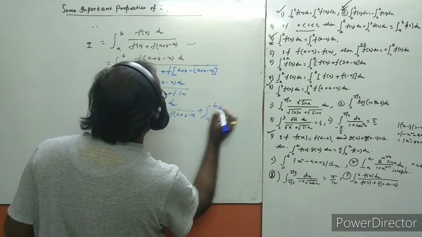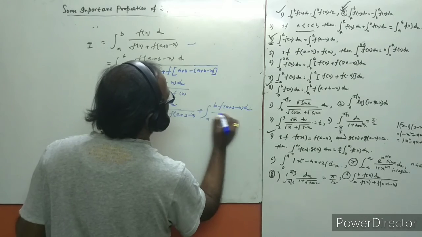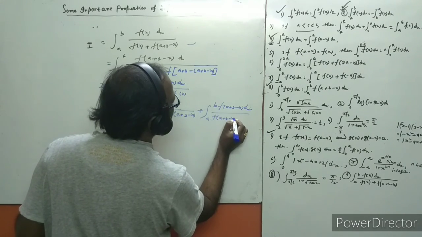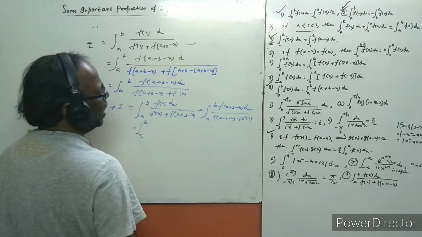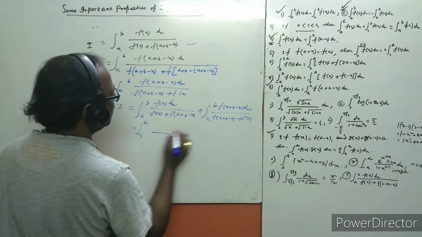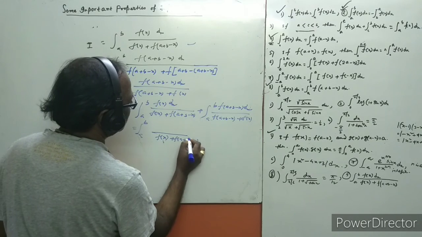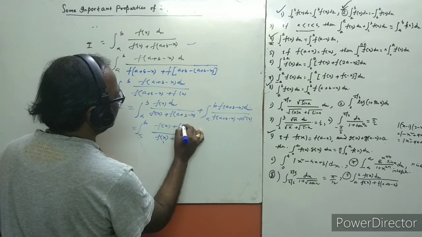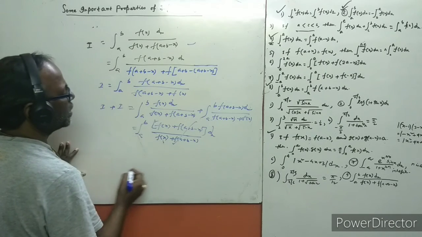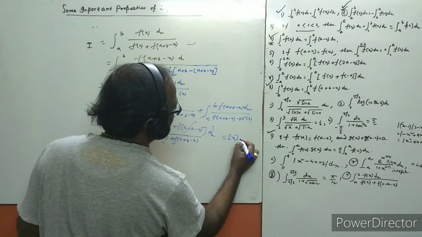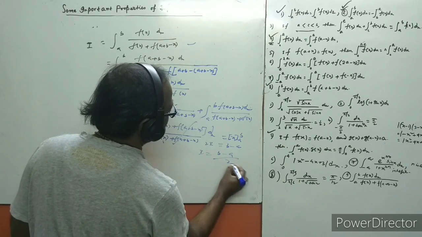Now the second integral from a to b is the same I. By the property, we can write f of a plus b minus x and f of x, take the LCM and convert them into a single integral, since both denominators are the same. Now f of x plus f of a plus b minus x cancels, and dx from a to b gives b minus a. This is 2I, so I is equal to b minus a by 2.